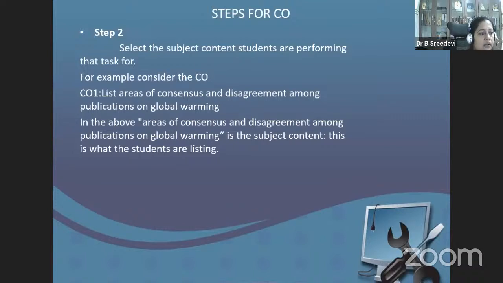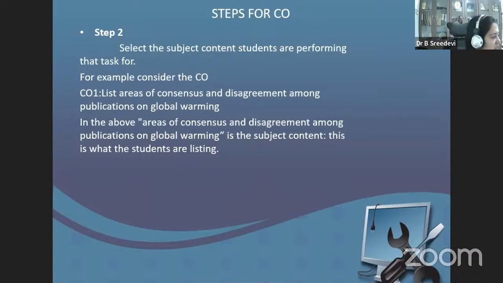For example, if I take CO1 as list areas of consensus and disagreement among publications on global warming. List is the action verb, which is the first step. Areas of consensus and disagreement among publications on global warming is the subject content. This is what students are listing. So the first 2 steps we have framed with this.